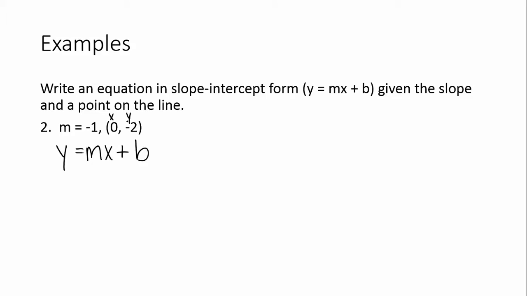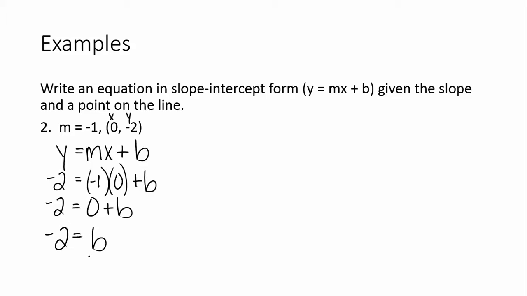The y part of the ordered pair is negative 2, and it's equal to the slope, which is negative 1, times x, the x part of the ordered pair is 0, and I bring down the plus b because I don't know what the y-intercept is. That's what we're trying to solve. So we get negative 2 equals, negative 1 times 0 is just 0 plus b. 0 plus b is just b, or you could think of it as subtracting 0 to the other side, but in any case you get negative 2 equals b.